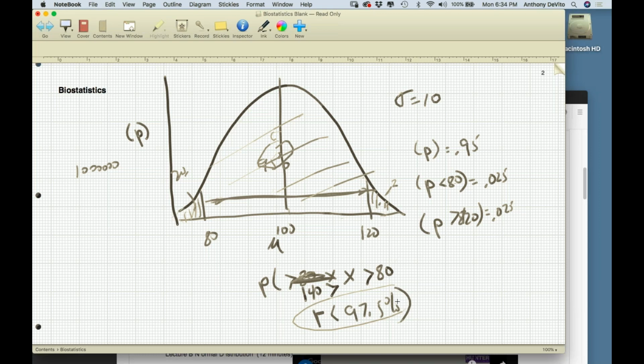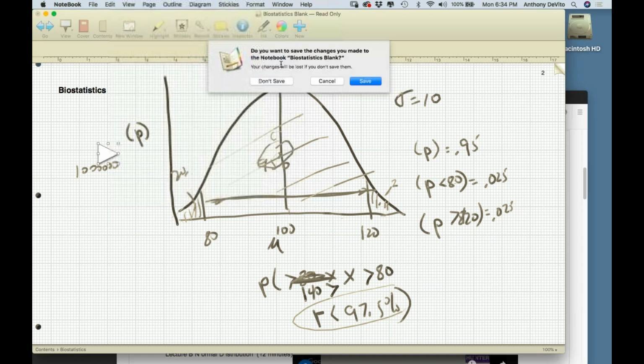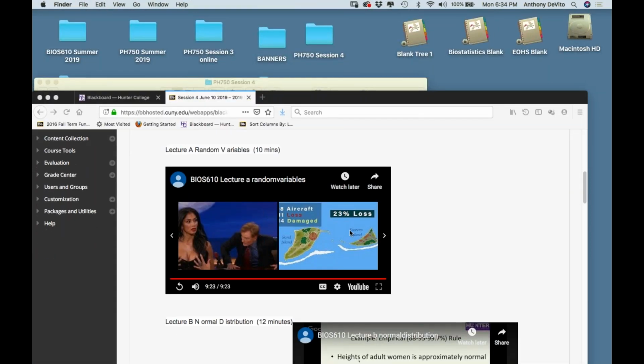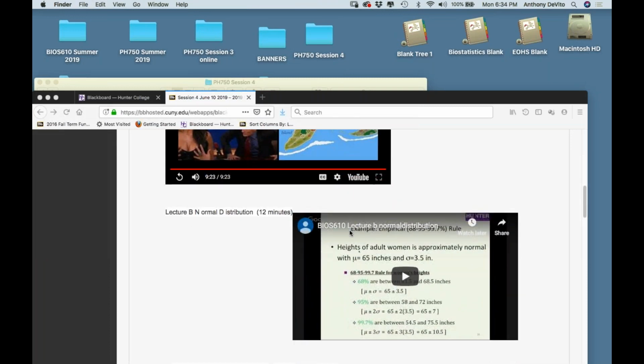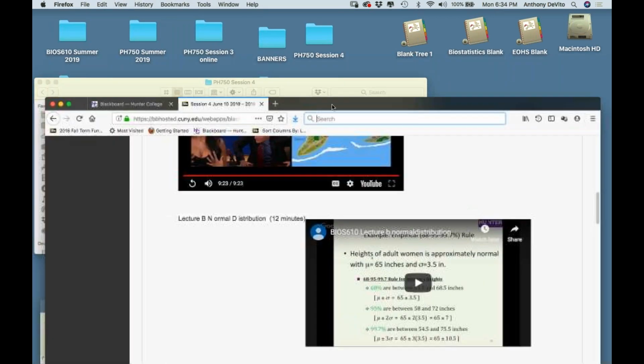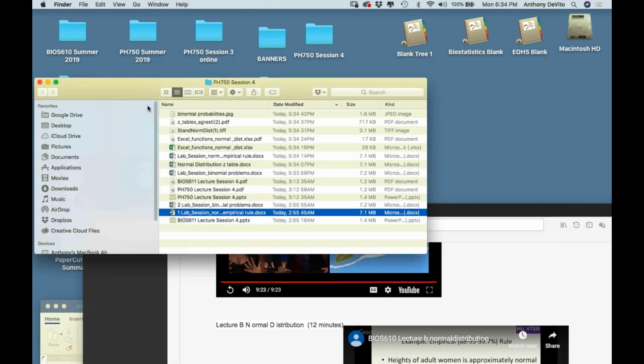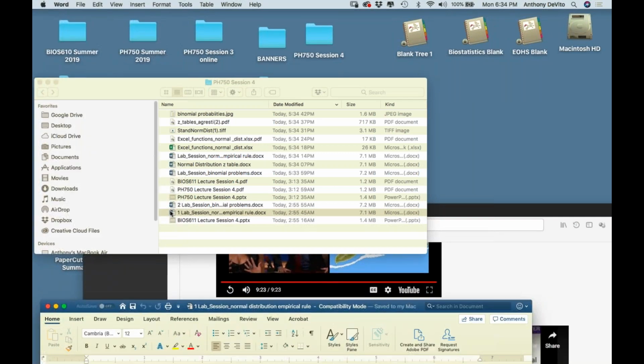Okay, so there's a lot of ways that we can do this. So I'm going to go back now. Another way for us to look at this, I'm going to take a look at putting what we've learned here with the empirical rule to work for us. I'll come back to the lecture in a little bit. So I'm going to open up the document that we have on Blackboard that's called One Lab Session Empirical Rule. Okay, here we go, I think I got it open already.